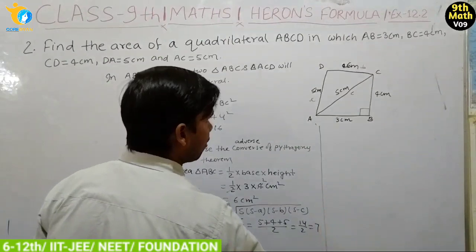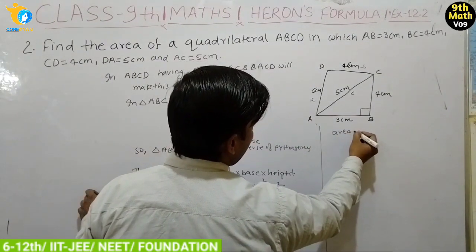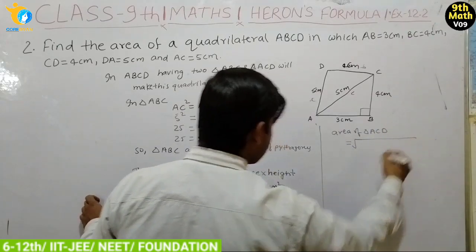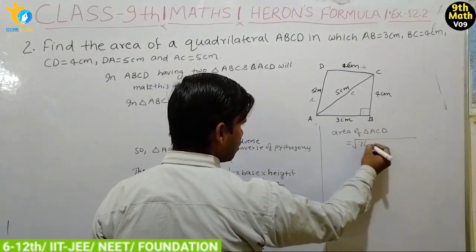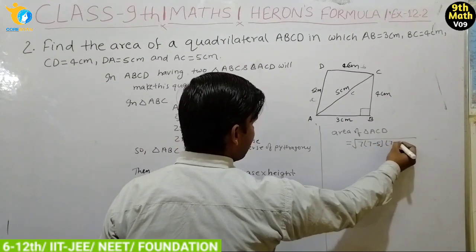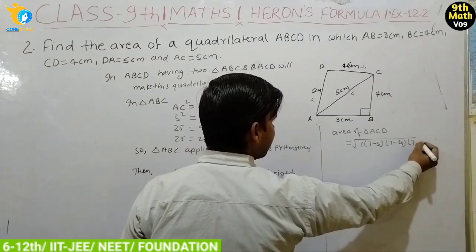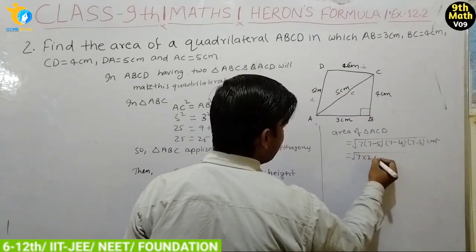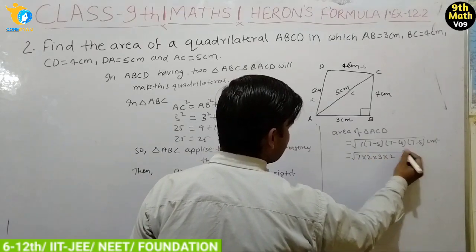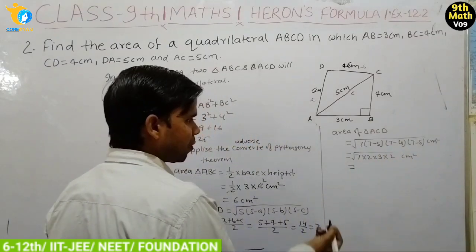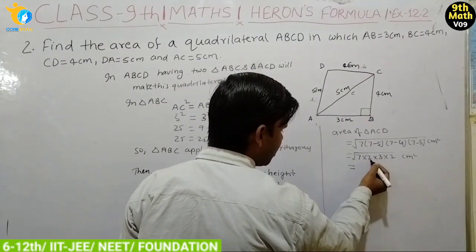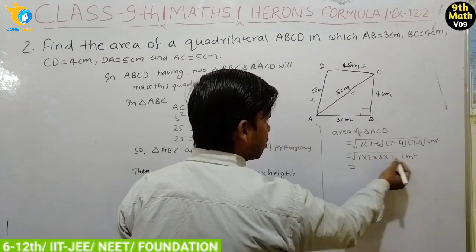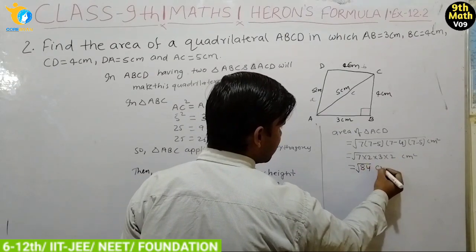Then finally, area of triangle ACD is equal to, put the value of S in Heron's formula. So 7 into 7 minus 5 into 7 minus 4 into 7 minus 5 centimeter square. Then solve them: 7 into 2 into 3 into 2 centimeter square. 7 twos are 14, 14 threes are 42, 42 twos are 84. So root 84 centimeter square.